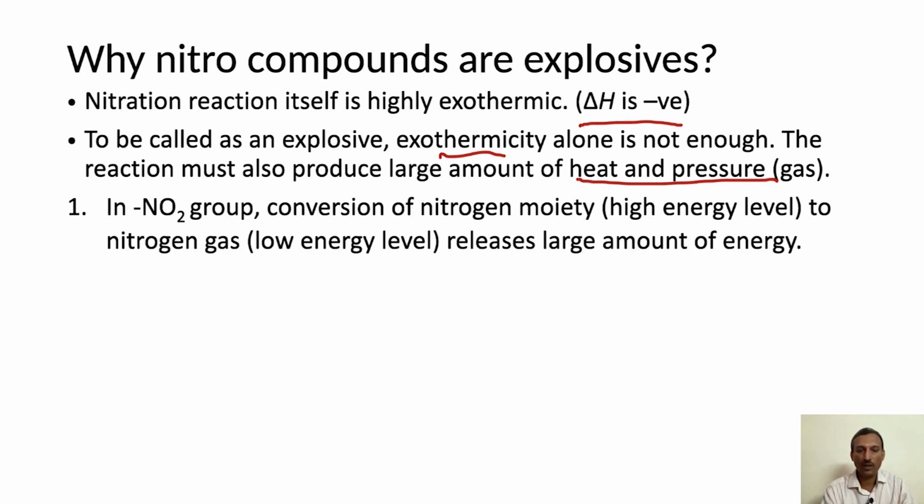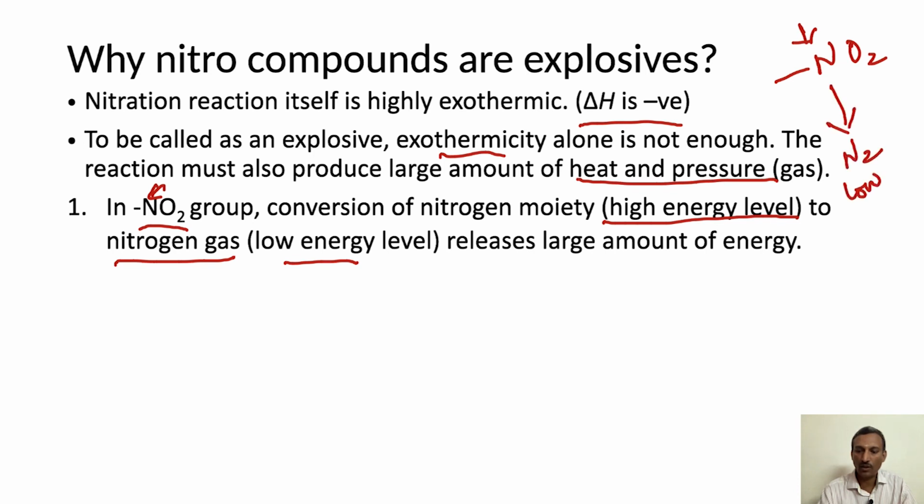For example, when we have the NO2 group, that is the nitro group, the nitrogen in this group is at a high energy level. And in the case of nitrogen gas, the same nitrogen is at a low energy level. So the nitrogen in the nitro group, which is at a high energy level, is getting converted to nitrogen gas, which is at a low energy level. When we are moving from a high energy state to a low energy state, lots of energy is released. So that is one of the reasons these reactions are highly exothermic and release high energy.